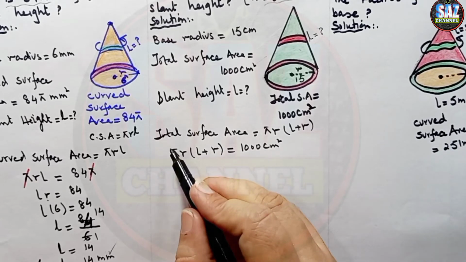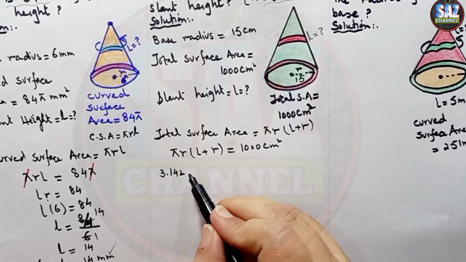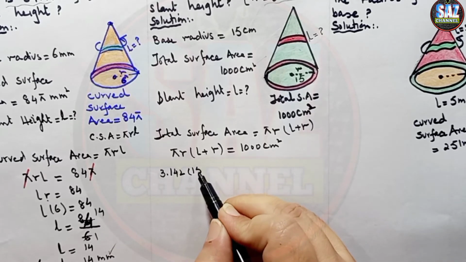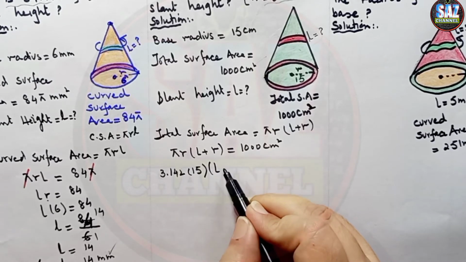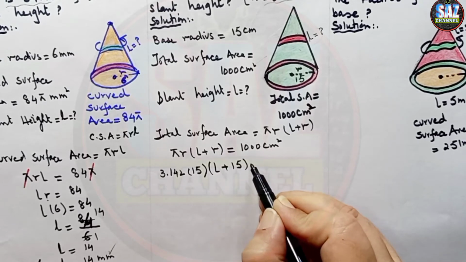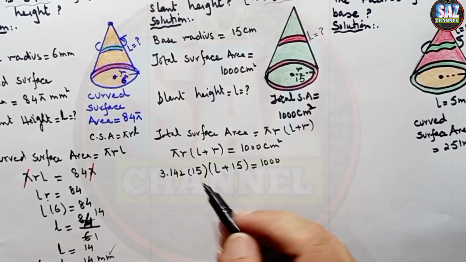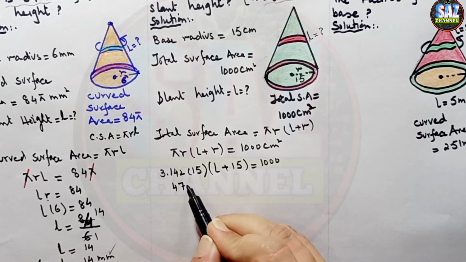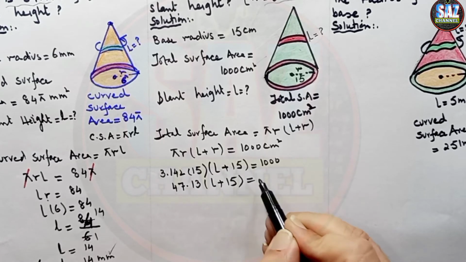Now, we are given the value of pi, 3.142, into radius 15, and L, which is the requirement of the question, I'm not going to mark it, plus 15 equals 1000. Now first multiply 3.142 by 15. 3.142 multiplied by 15 gives me 47.13 into L plus radius 15 equals 1000.